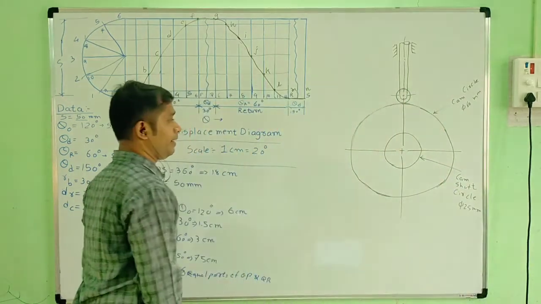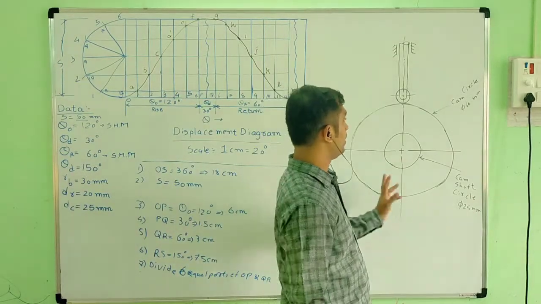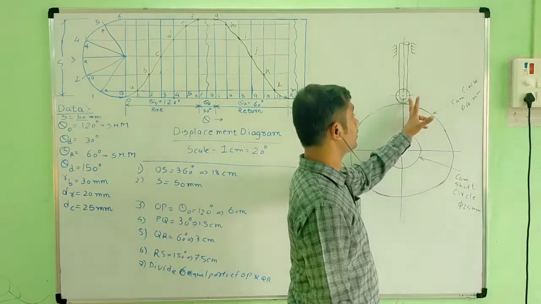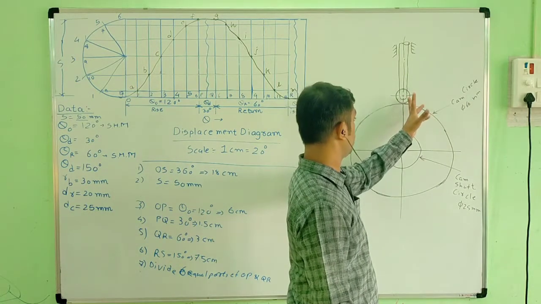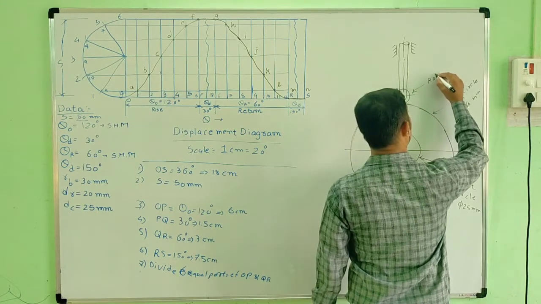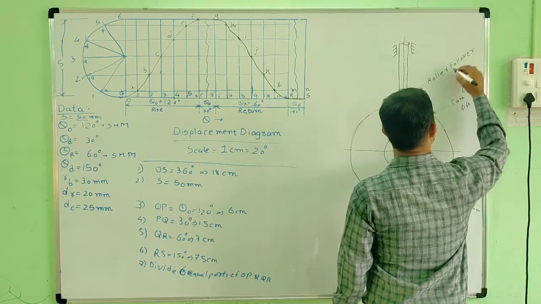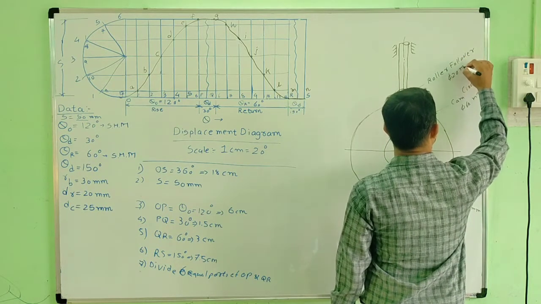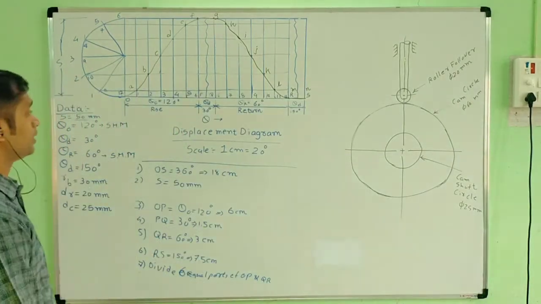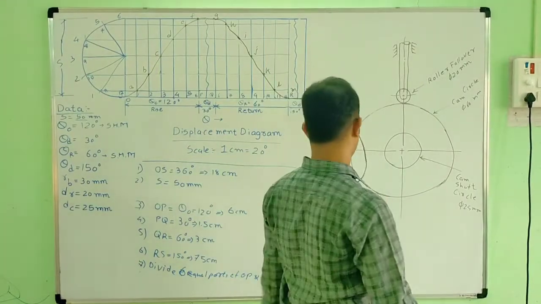Okay. Then next, first step simple. Draw the camshaft circle 25 mm. Then the cam circle 60 mm diameter. Then the roller circle 20 mm. It's a roller follower, diameter is 20 mm. Okay, simple steps complete. Now make a cam angle.